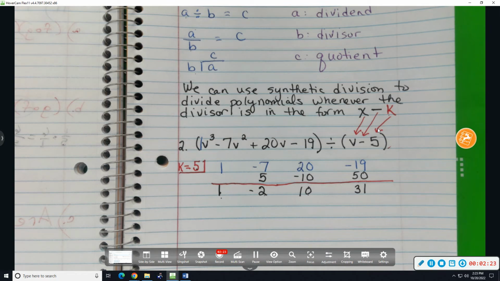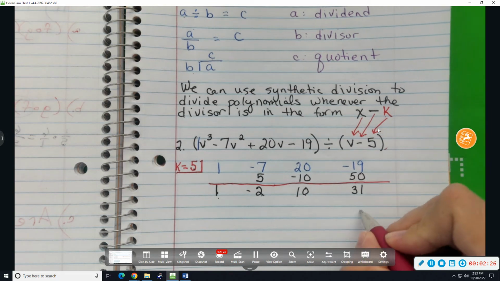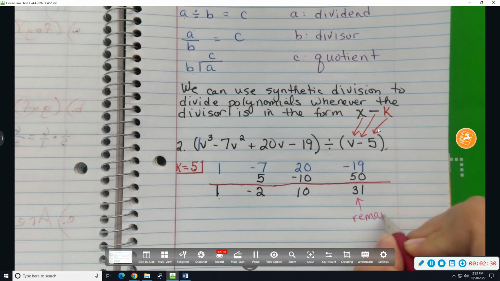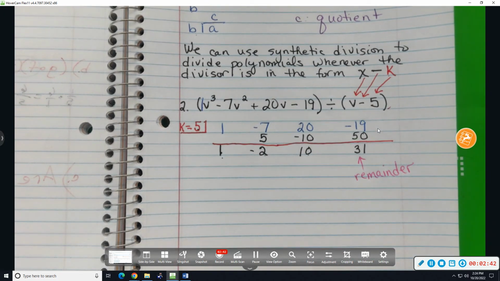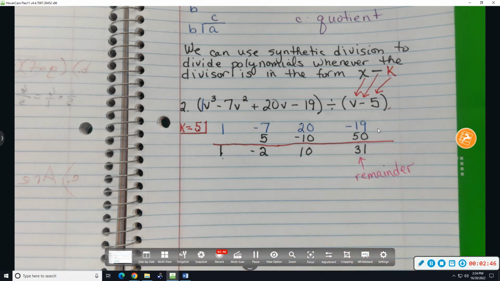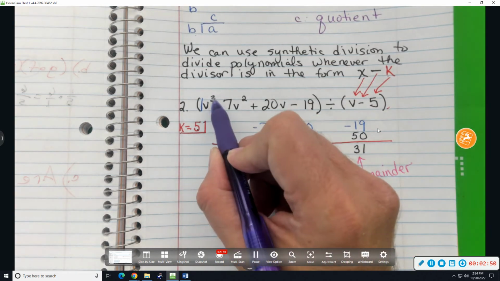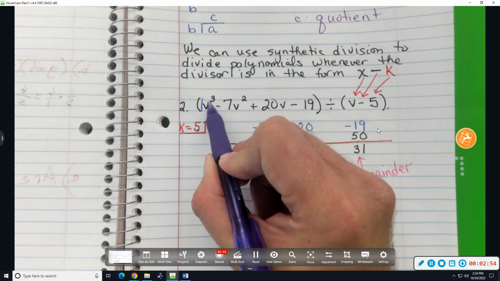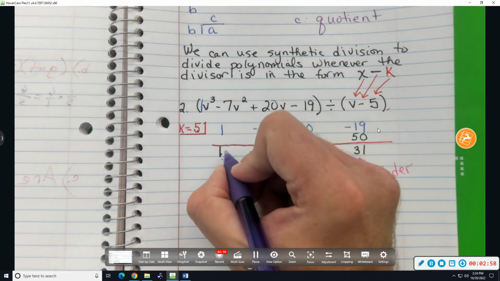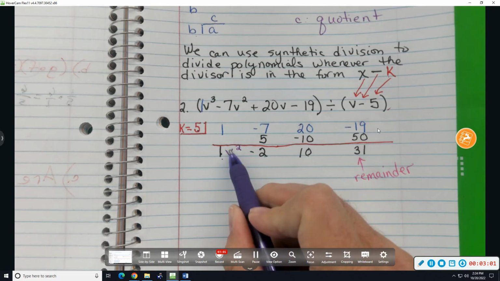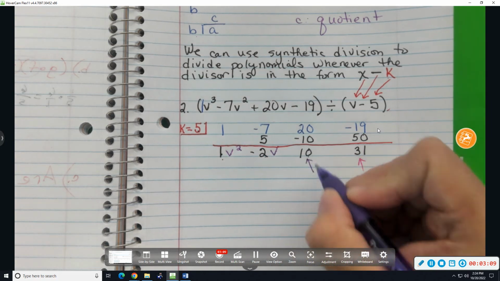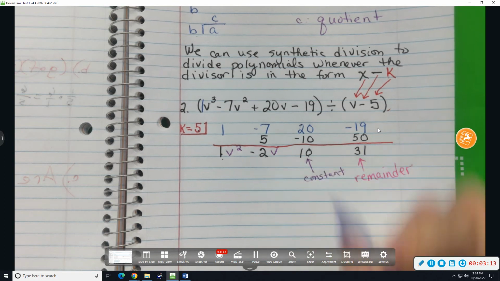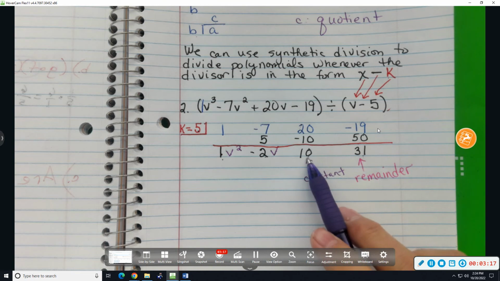To write your answer, this last number here is the remainder. Okay, the last number in synthetic division is always the remainder. To get the rest of the answer, the quotient, you start with the first variable term right here, v cubed, and subtract 1 from the exponent. So instead of a v cubed, it's going to be a v squared, and then a v, and then this last number here is always what's called the constant. Well, the second to the last number. The last number is the remainder. The number before that is the constant.